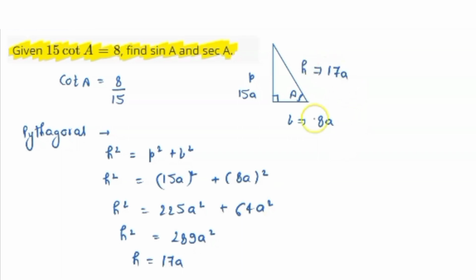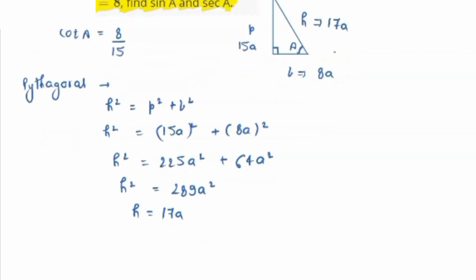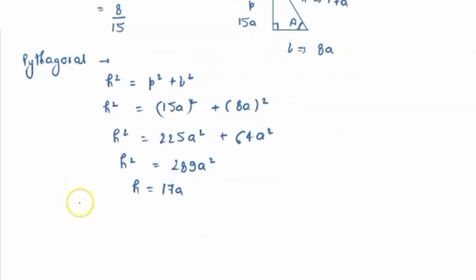Now in this triangle I know the values of perpendicular, base and hypotenuse, so I can easily find the value of the trigonometric ratios. I have to find sin A and sec A. Sin A is the ratio of perpendicular to hypotenuse. Perpendicular is 15 times a, and the hypotenuse I have just found is 17 times a. So the value of sin A is going to be 15 by 17.